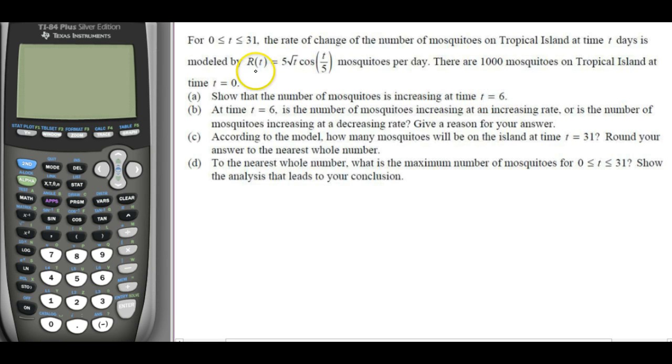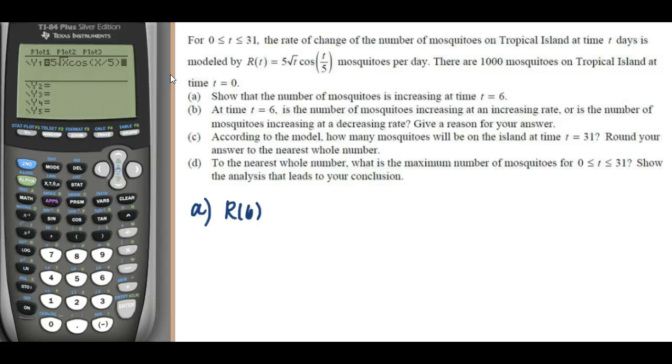But this is a derivative. This is a rate of change. It's the rate of change of mosquitoes. So if we want to show that the number of mosquitoes is increasing, I need only plug 6 into r of t and show that r of 6 is positive. So for part A, I need to find r of 6 and show that this value is positive. So now going to our graphing calculator, we're going to use this function often, so we're going to store it as y1.